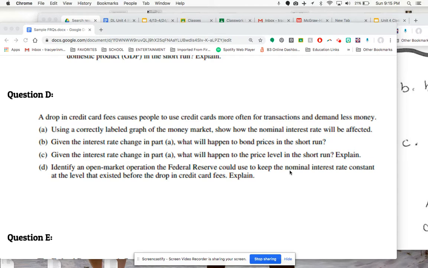So in part A, we're going to draw a graph. It says, using a correctly labeled graph of the money market, show how the nominal interest rate will be affected. Now, for the 2020 exam, in light of the changes, you wouldn't have to draw this graph, but you might have to do this same type of question, draw a graph on scrap paper, and then just explain how the nominal interest rate would be affected.